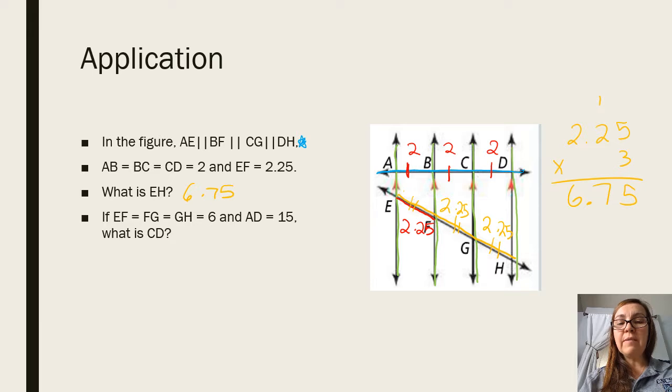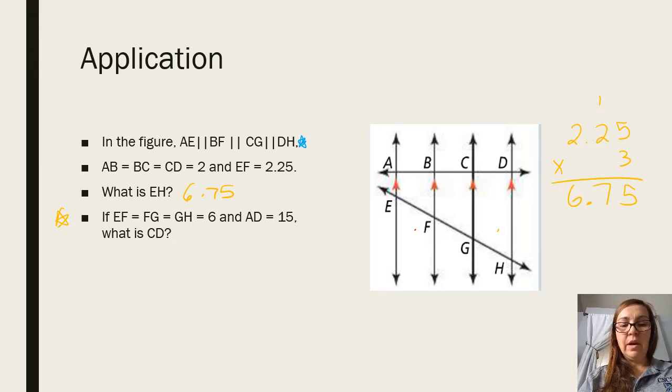Okay, so now we're going to have a separate problem. This is a different problem altogether. So I'm going to go ahead and erase some of my annotations here so we can have our diagram. But we already know that these are congruent to each other. We already know that they're all equal to 2. But this next question is saying that EF is equal to FG is equal to GH, and they're equal to 6. And I apologize. Actually, we don't know what these are.